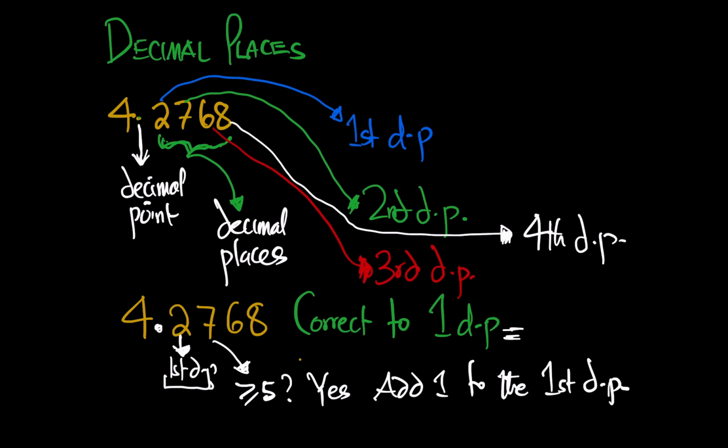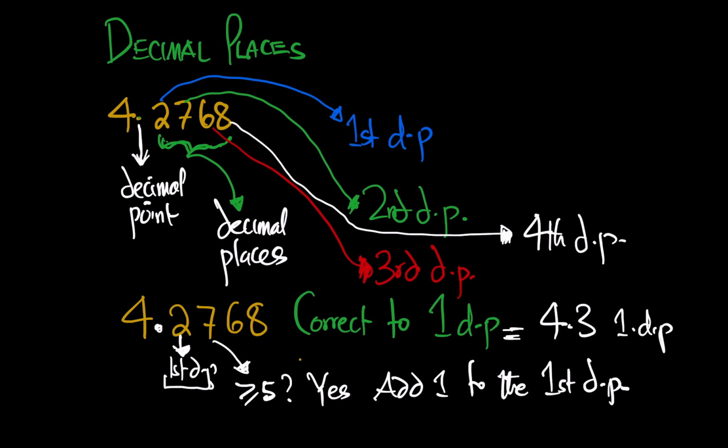So remember, there's a first decimal place, and the question can ask us to correct to one decimal place. The first decimal place is 2. However, the number right after the first decimal place is 7, which is greater than 5. So we add 1 to the first decimal place, which is 2. So we'll end up getting 4.3, which means we corrected to one decimal place. All right. I hope that one is clear.